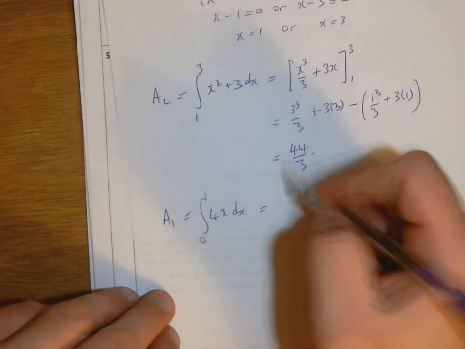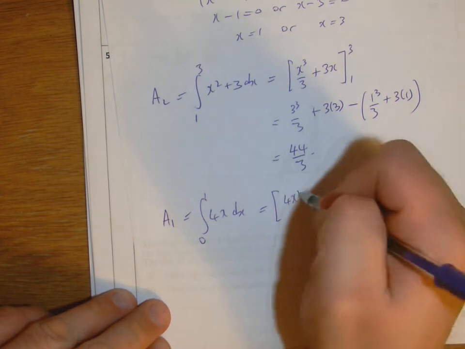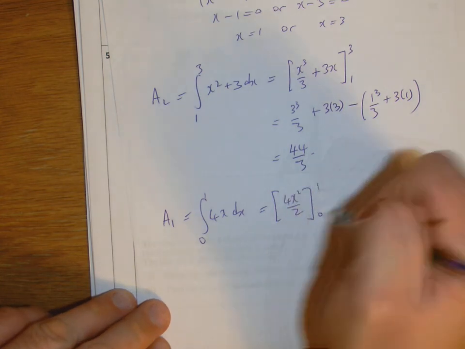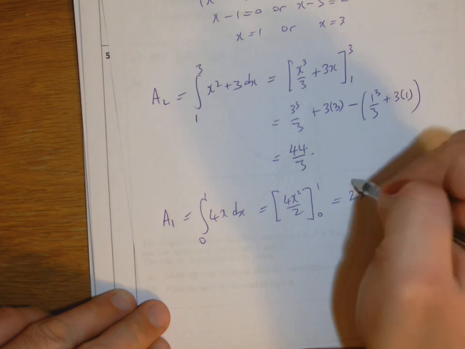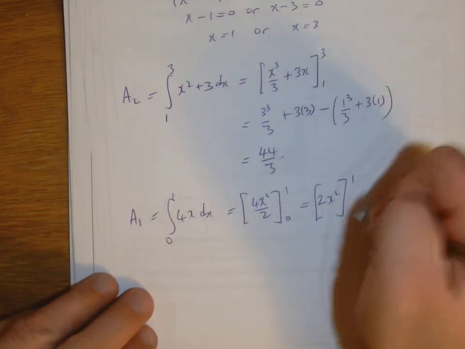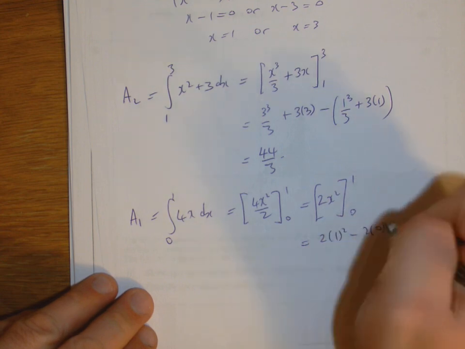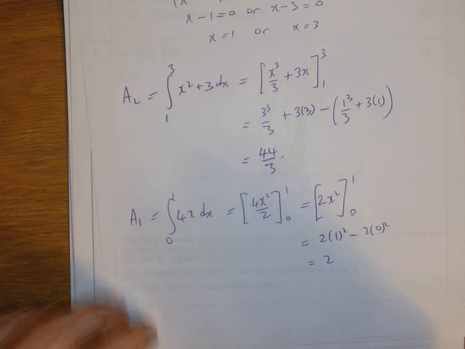So if I integrate 4x, then this becomes 4x squared upon 2 between 1 and 0, which is just 2x squared. Okay, simplifies to be 2x squared. 4 over 2 is 2. Between 1 and 0, chuck it in, and that's just 2. So it comes up really quickly.